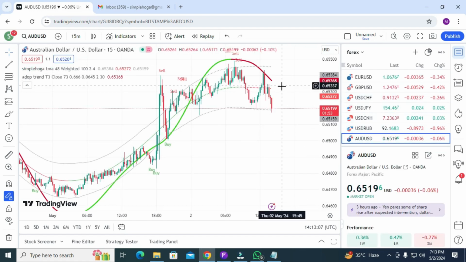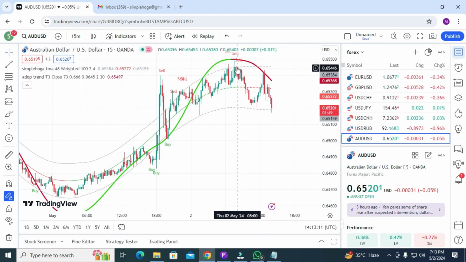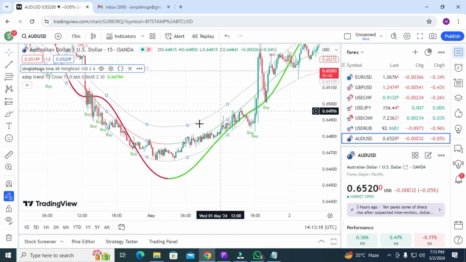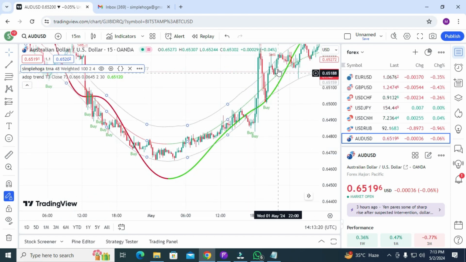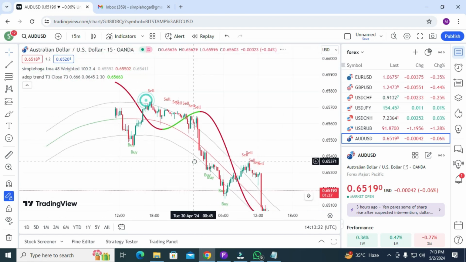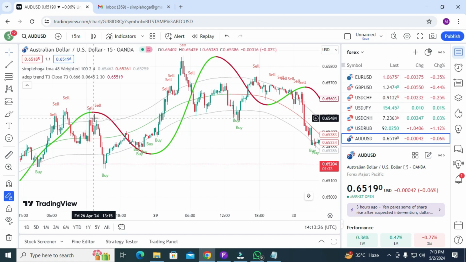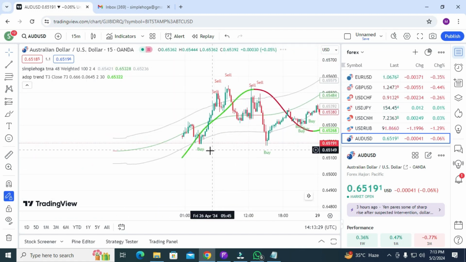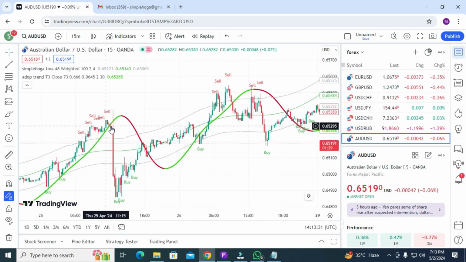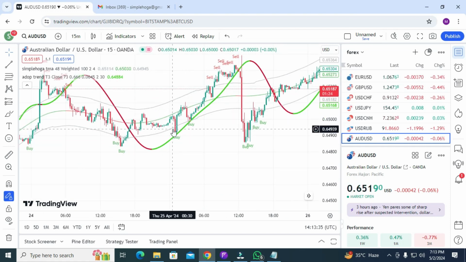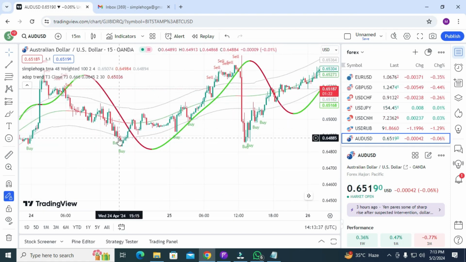No signal here, but this signal gives you awesome profit. This sell signal gives you awesome profit. This buy signal gives you some profit here, and this buy signal gives you some good profit. This sell signal gives you profit. This buy signal gives you profit here. This sell signal gives you profit here, and this sell signal gives you profit here. These buy signals are amazing ones. This sell signal gives you some profit.